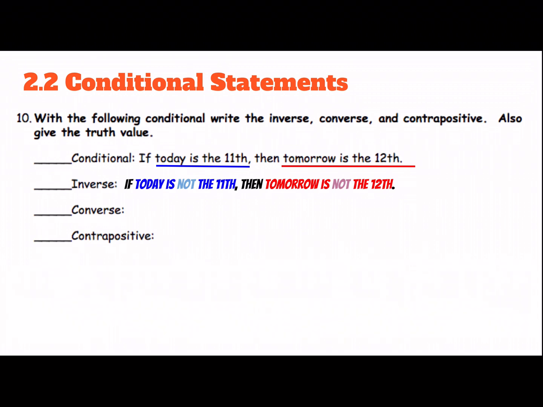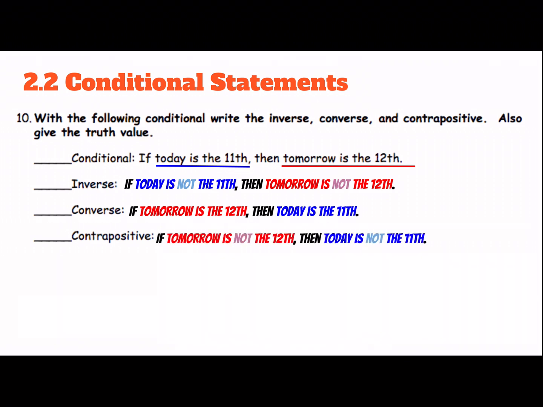With the converse, we're going to swap. So if tomorrow is the 12th, then today is the 11th. And with the contrapositive, we're going to put those two together. We're going to negate and swap. So if tomorrow is not the 12th, then today is not the 11th.